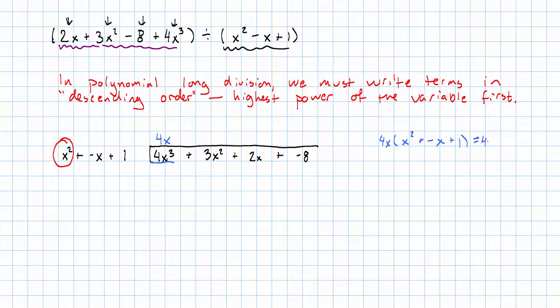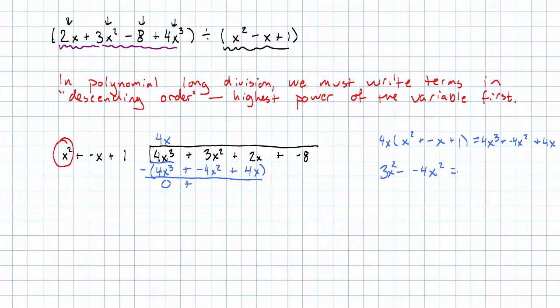So that'll be 4x cubed plus negative 4x squared plus 4x. 4x cubed minus 4x cubed, of course, is 0. 3x squared minus negative 4x squared is, minus negative is the same as plus positive, so 7x squared. 2x minus 4x is negative 2x. And now we bring down the last term.